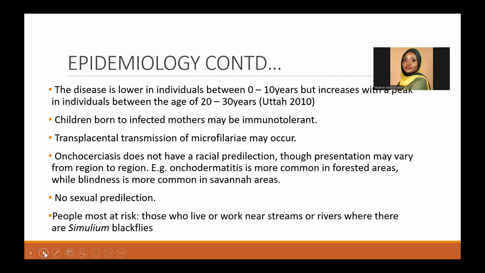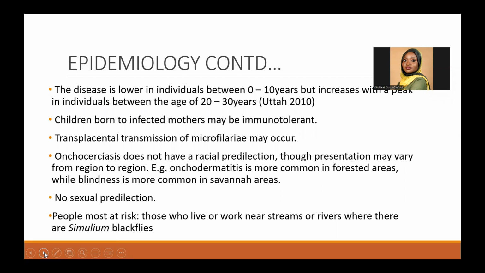Children born to infected mothers may be able to have the infection without symptoms, meaning that their immune system just lives with the onchocerciasis without them manifesting any disease. Now, there also has been shown to be some form of mother-to-child transmission of onchocerciasis.